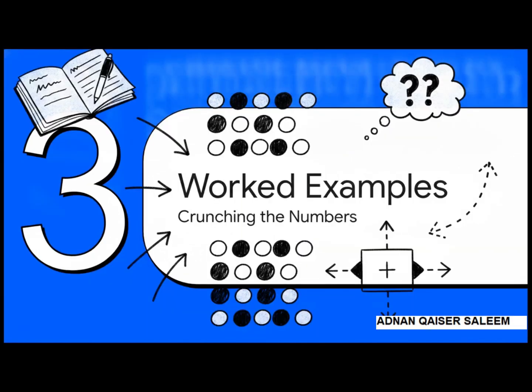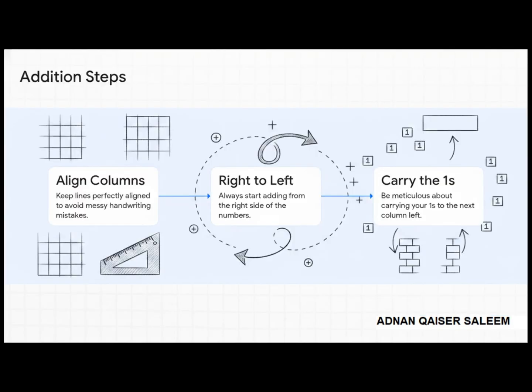Okay, part 3. Let's actually crunch some numbers with a few worked examples. Grab a pen and paper if you have one handy. Before we start doing the math, you must follow these 3 steps for every single exam question. Step 1, align your columns perfectly. I've seen it a million times. Messy handwriting loses marks. Step 2, always add from right to left, just like you would in normal addition. And step 3, be meticulously careful about carrying your 1s to the next column.